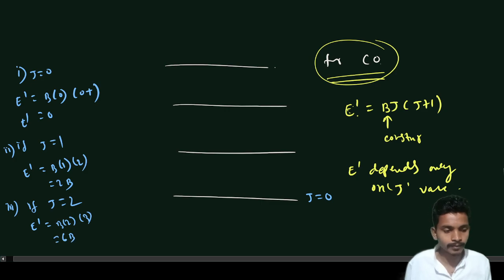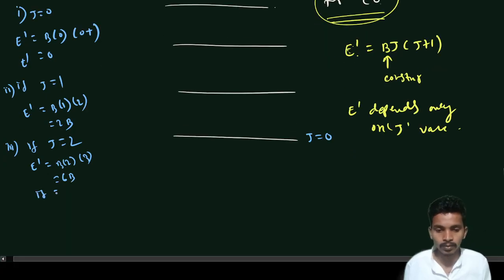So similarly, if J equal to 3, that is going to become, E dash is going to become, sorry, here 3, then 3 times 4, that is going to become 12B.